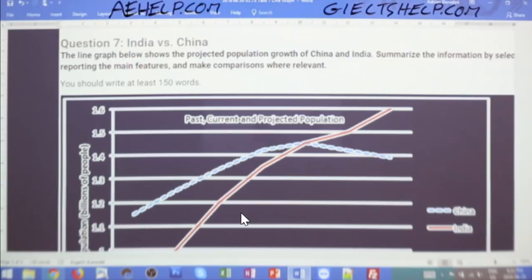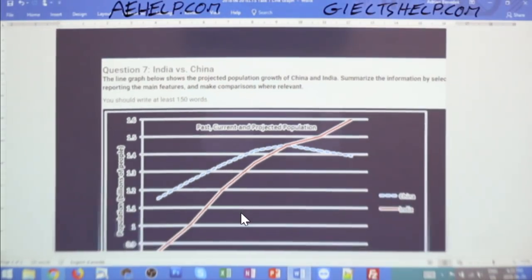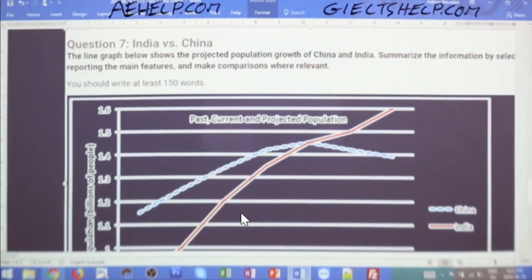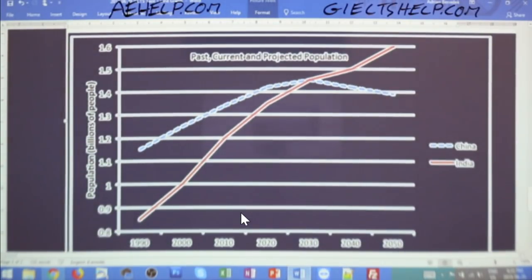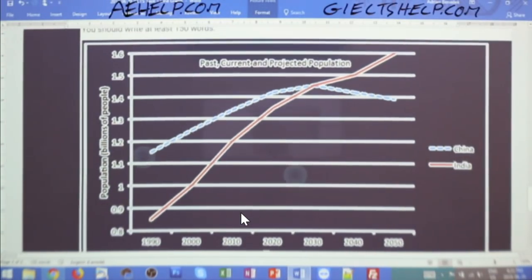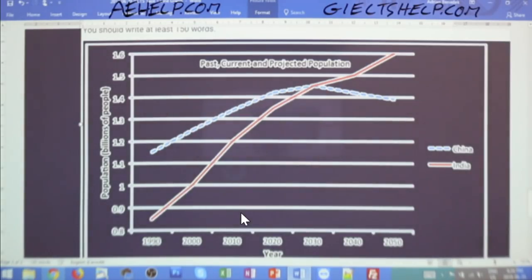So here, the question is, I kind of moved this over just a second. The question is, the line graph below shows the projected population growth of China and India. Select the information by selecting and reporting the main features and make comparisons where relevant. So it's a simple line graph that shows population growth. I'm trying to get the graph as big as I can for you so you can see all the information. Here it shows the projected population growth.